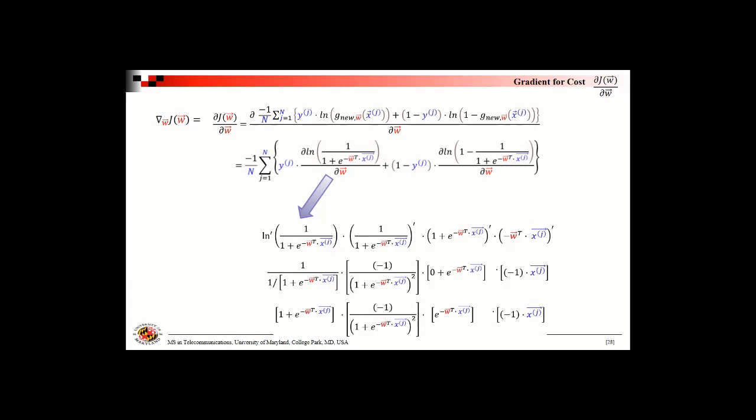Well, now we know how to simplify this expression. 1 over something is just that something. So the leftmost term turns into 1 plus e to the minus w transpose x. Next, the next term there's not much we can do about now, so we just copy it the same way. 0 plus something is just that something, so we could simplify that. And finally, we get minus x vector.